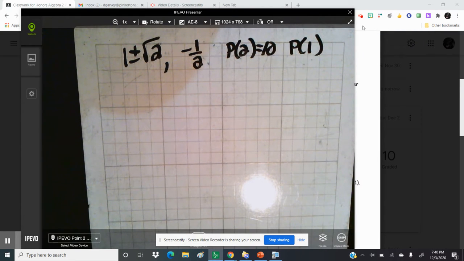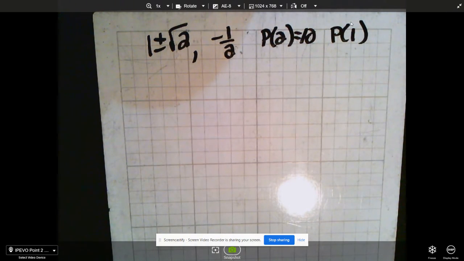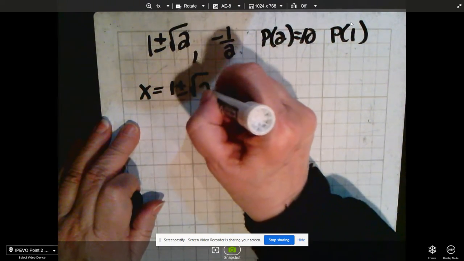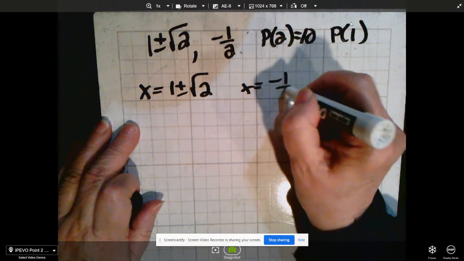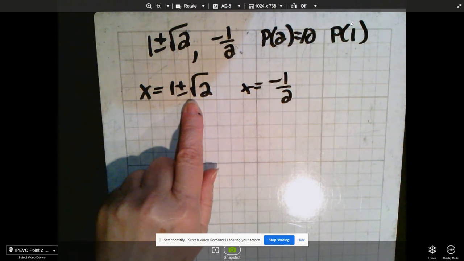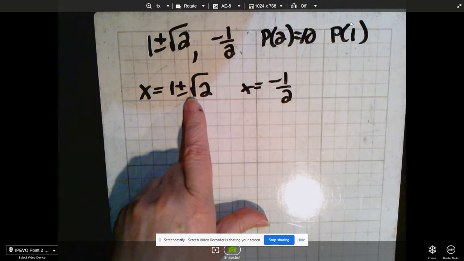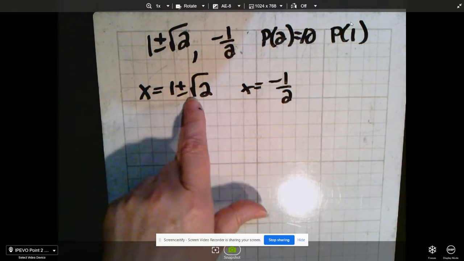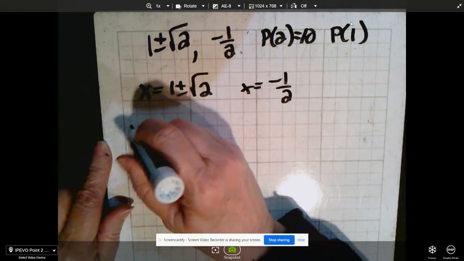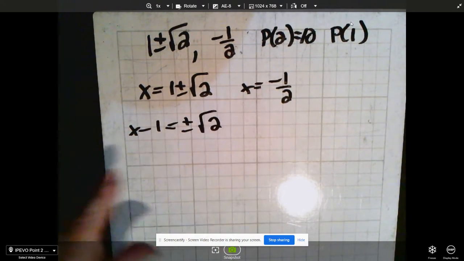So you're given the roots here are 1 plus or minus the square root of 2 and negative 1/2. To find the equation, I always start in the same way. I'm working backwards. So I'm going to set x equal to each one of those. Now, the plus or minus, I know that came from square rooting the equation. And I know when I'm working forwards, I can't square root an equation until the thing I want to square root is alone. And the same thing here, I'm going to square this, but I can't do that until it's alone. So I'm going to subtract the 1. And now that my plus or minus is alone, now I can square both sides.